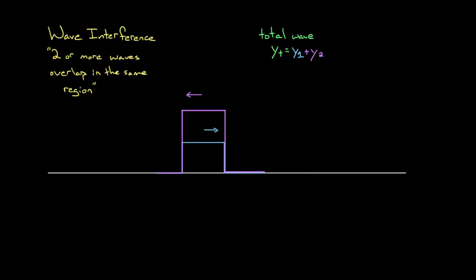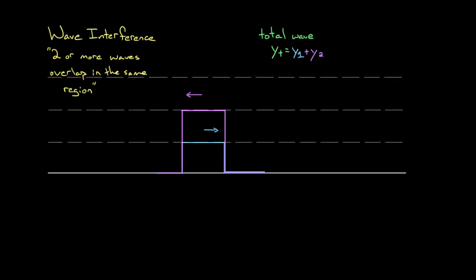So let's do that. Let's put a little backdrop here so we can add these up. So we'll call this 1 unit high, and this is going to be 2 units high, and this is going to be 3 units high. It could be meters or centimeters, but it doesn't matter. We'll just say 1 unit, 2 unit, 3 unit. And now to figure out what the total wave is going to look like, I just add up the contributions from each individual wave. So both waves are 0 over here, so that's easy. 0 plus 0 is 0.